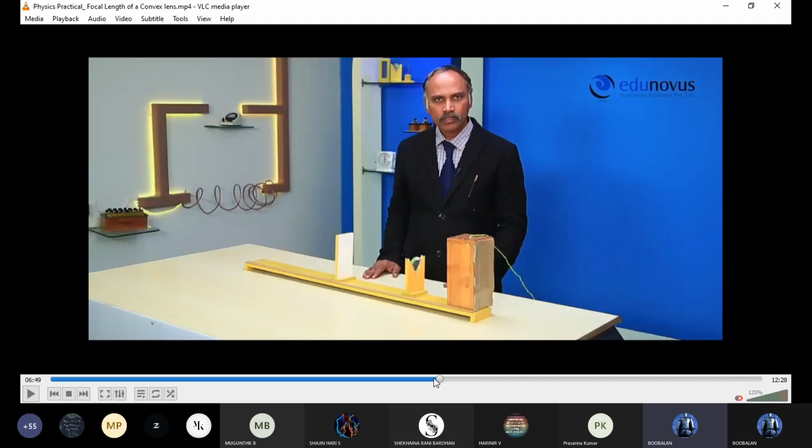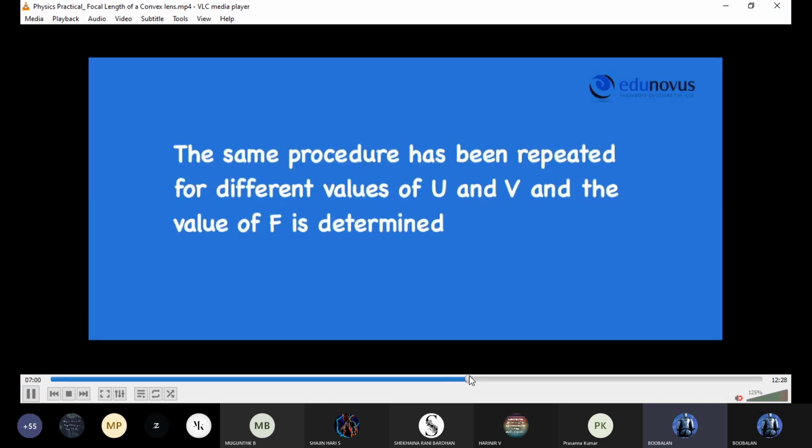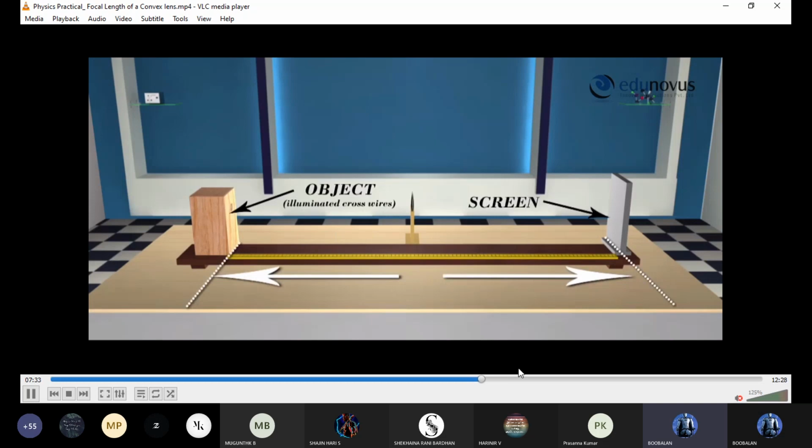See here, in the long distance method, you will get the value 10.5. But in the UV method, you will get 10.04. So nearly it is equal. If at 11, you are getting 9, it means it is wrong. So taking the reading is very important. Based on the reading only, the calculation will come. That is the object distance, image distance.